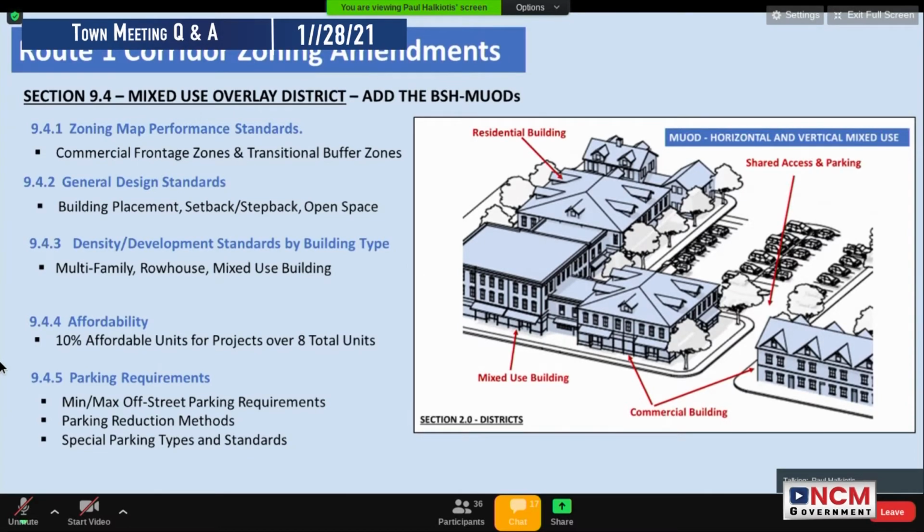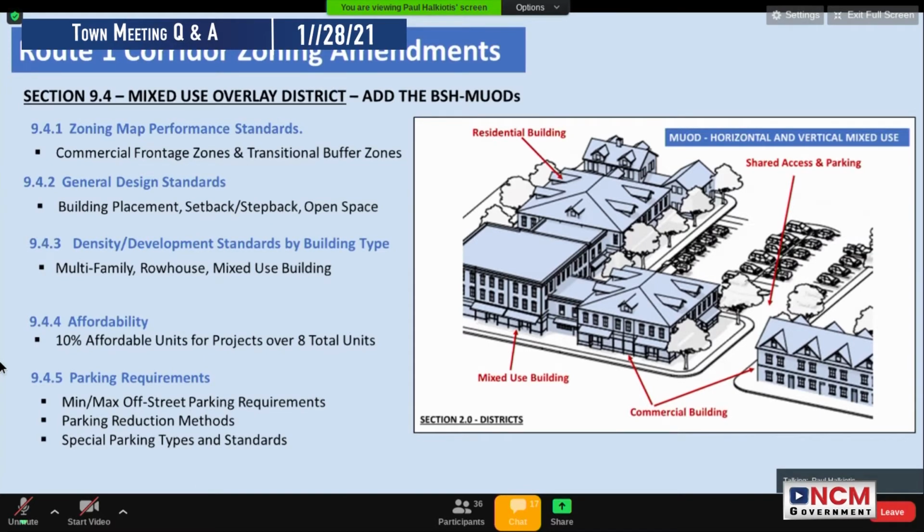The mixed-use zoning that was approved for the downtown 2 years ago: what we're going to do is, in the downtown, we created a mixed-use overlay zone, and we are going to take the regulations from those mixed-use overlay districts in Section 9.4, and we're going to allow mixed-use zoning in those areas that I just mentioned, but they'll follow the same kind of regulations that we have for the downtown.